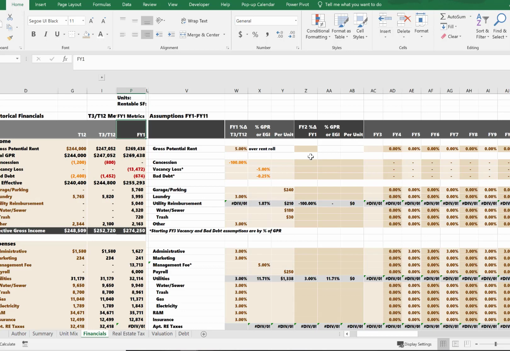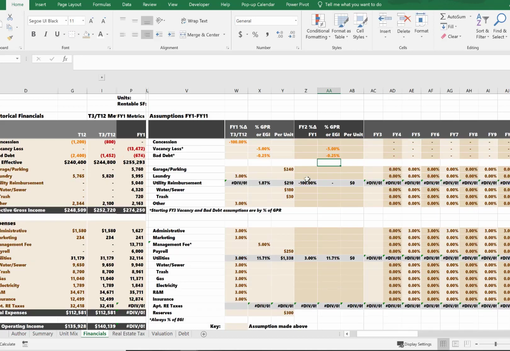So now we need to make our year 2 assumptions. I'm going to do another year of 5% rent growth. Concessions, since we already decreased them to 0, we can just leave it blank. It'll be 0 in the model. I'm going to continue to run vacancy at 5% of GPR, and I'm going to keep bad debt as 25 basis points of GPR. So garage parking, remember we're phasing this in over 2 years.